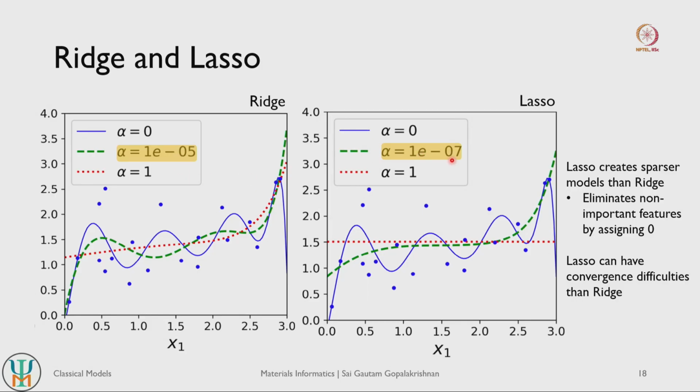So even at lower values of bias variance trade-off, since lasso has a very strong inbuilt bias to it, even at low values of alpha it will give you sparser fits compared to your ridge regression, right. So the optimal alpha may be different for your ridge regression compared to your lasso, so that is something to keep in mind. Since lasso by itself creates very high bias in your model, it eliminates non-important features very quickly, it can have convergence difficulties compared to ridge regression.